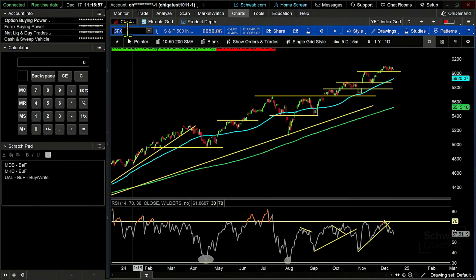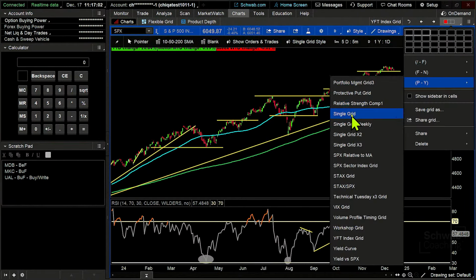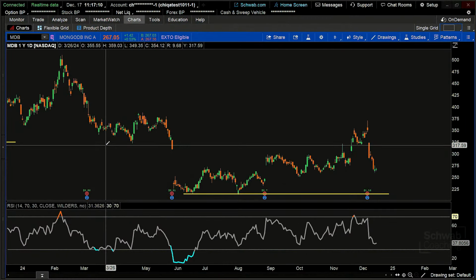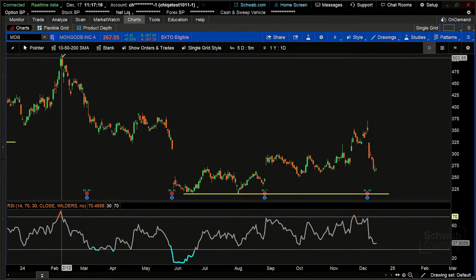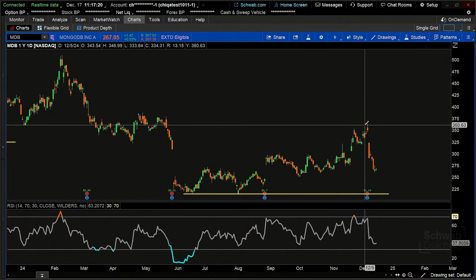So let's pop this over here into the chart. I'm going to go to our single grid chart here. This is the playground and sandbox that we use to kind of explore these ideas. So this is MongoDB. And you can see that overall its trend has been somewhat down, right? We've had this peak up here, this high up here in the 503 range. It's pulled back. It's rallied back up. We've kind of had this broader pattern.